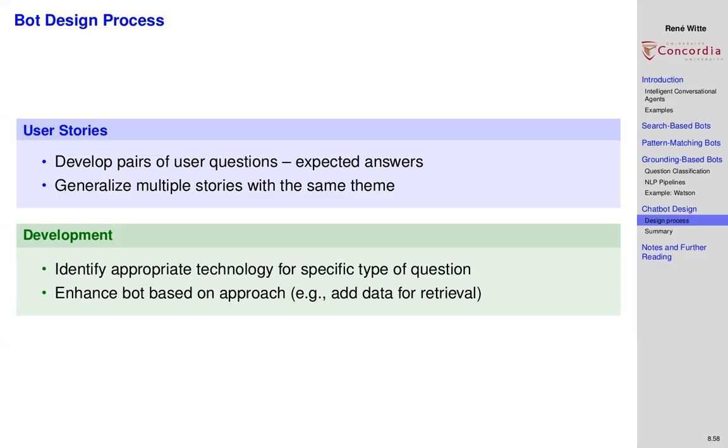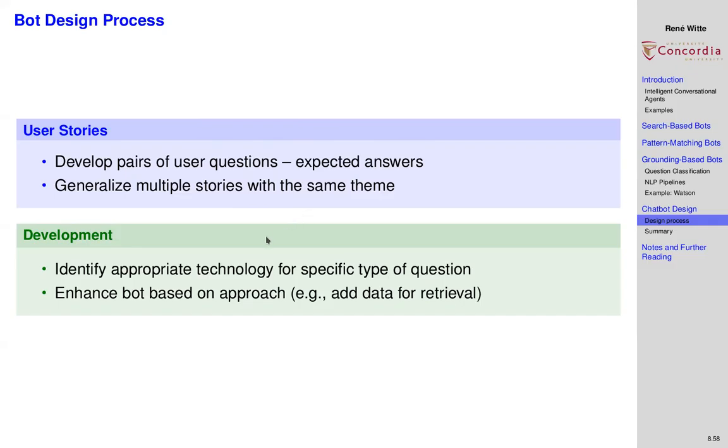It's still relatively new in terms of methodology, but one common technique that's used also in chatbot design is writing user stories, where you have a whole set of pairs of user questions together with the expected answers. And then once you've written down a lot of these questions, you can start generalizing. You can put multiple stories together that have the same theme, and then use this as a basis for developing the bot using one of the techniques.